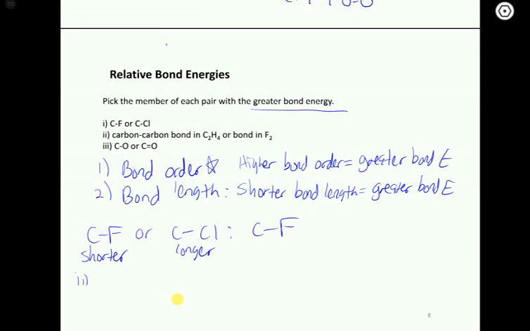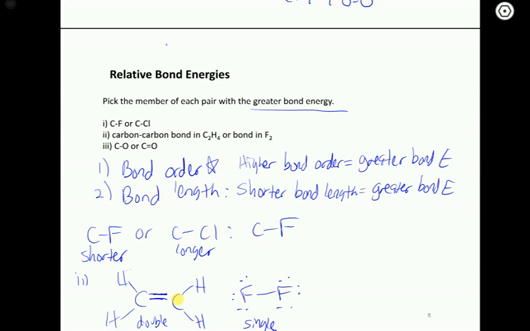In number 2 here, we have the carbon-carbon bond in C2H4 or the bond in F2. Alright, so we have to be able to draw C2H4 to be able to do this. So for C2H4, hydrogen only gets single bonds, and then we have to draw a double bond between the two carbons to complete the octet and use up all of our electrons. So C2H4 looks like this. Again, 4 bonds to carbon is a very typical arrangement. And so this is a double bond. And then F2, if we draw the Lewis structure for that, is a single bond. Okay, so F2 has 14 valence electrons, which means we have a single bond between them.